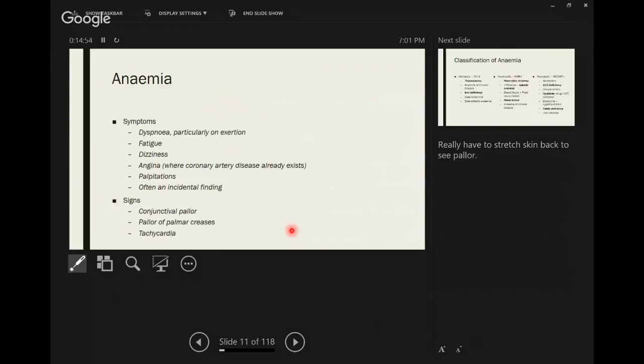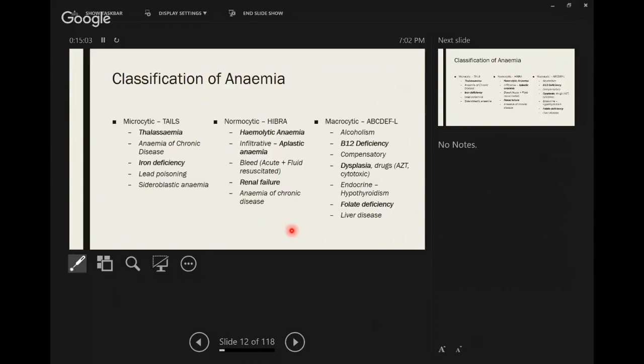You've got a decreased oxygen delivery to the body, so your heart pumps faster to get an increased cardiac output. So the three acronyms I remember: TAILS, HIBRA, and ABCDEFL. So for microcytic, it's TAILS: thalassaemia, anemia of chronic disease, iron deficiency, lead poisoning, and sideroblastic anemia.